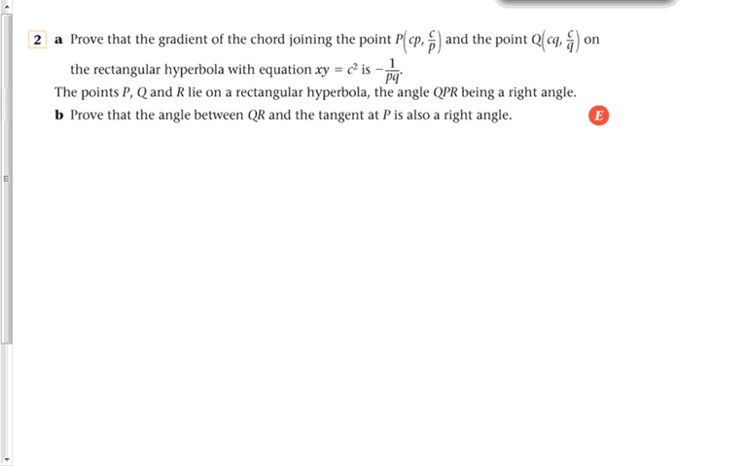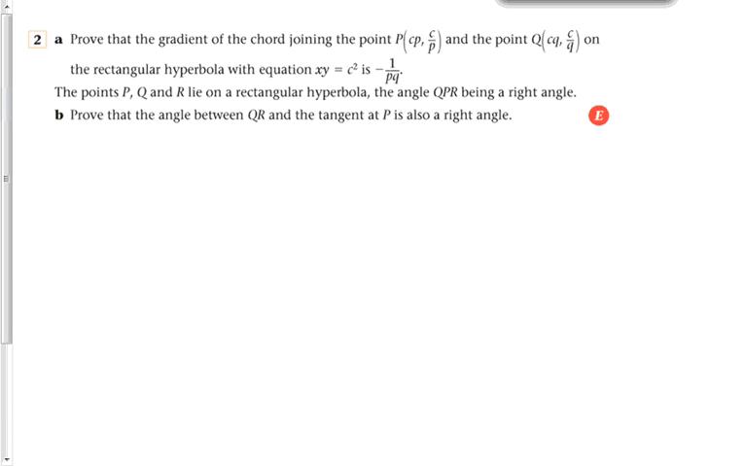You've got the coordinates of P and you've got the coordinates of Q, and you just want to find the gradient of the chord joining PQ, which is minus 1 over pq. So the gradient joining any 2 points is the change in y over the change in x. Let me do that now.